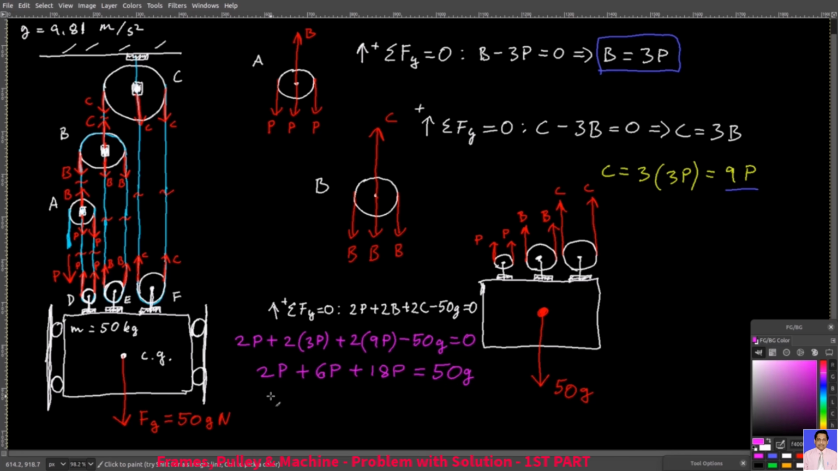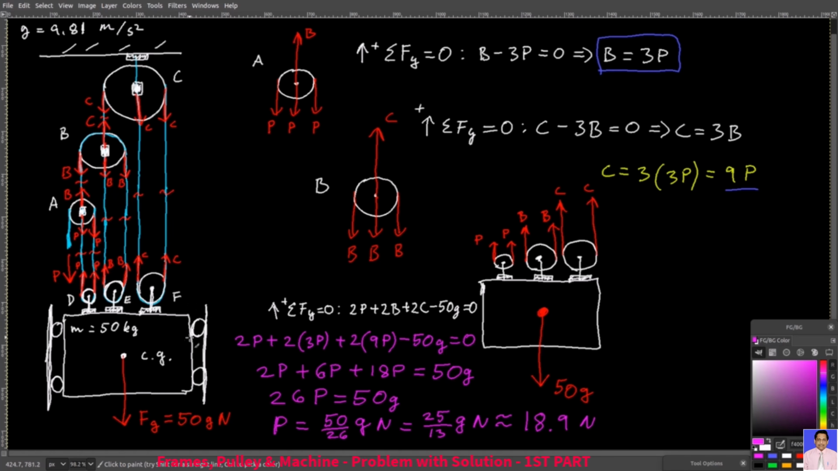In total, you have 26P equals 50G, so P equals 50 over 26 G newtons, or 25 over 13 G newtons, or approximately 18.9 newtons. And there you go. To keep the elevator in equilibrium, you have to apply approximately 18.9 newtons of force on the left side of pulley A.